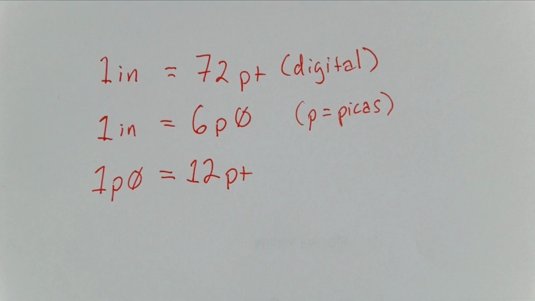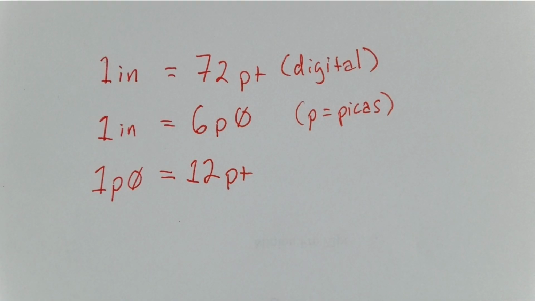Now, this is where I'm going to blow your mind. We are used to counting to 10. Can we agree? We divide our math into divisions of tens, right? We call that base 10 math. Picas, on the other hand, are divided into 12s, because there are 12 points in a pica. Which means half a pica is how many points? If 1 pica is 12 points, what's half a pica?